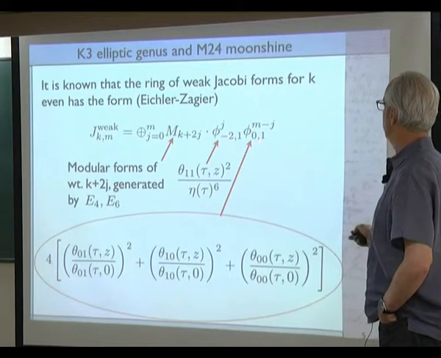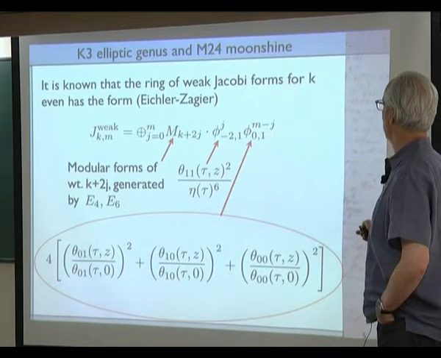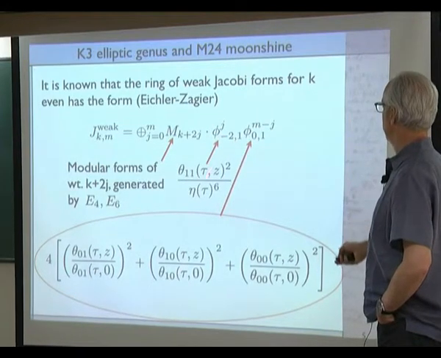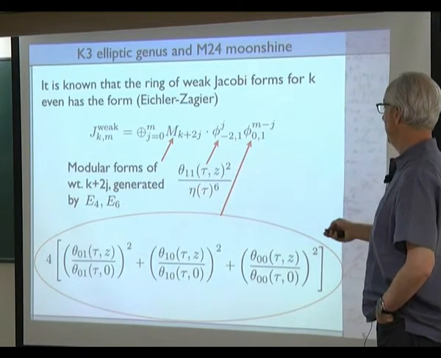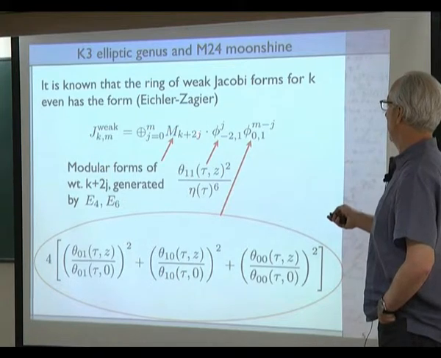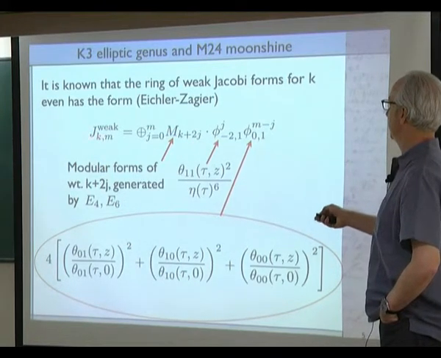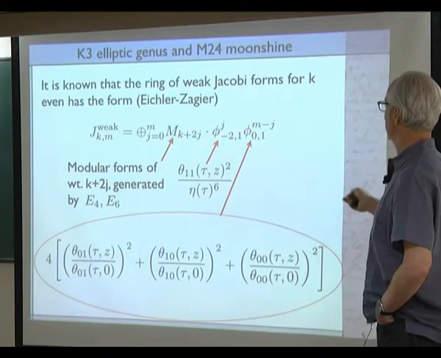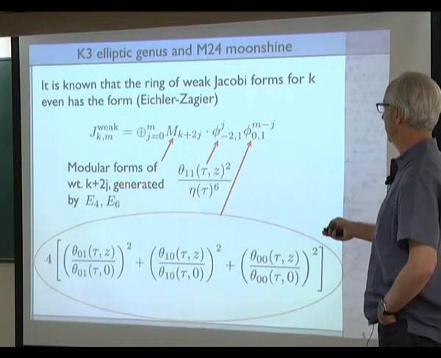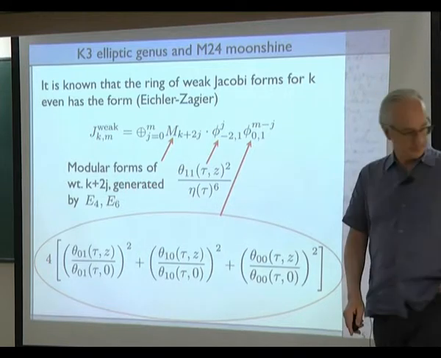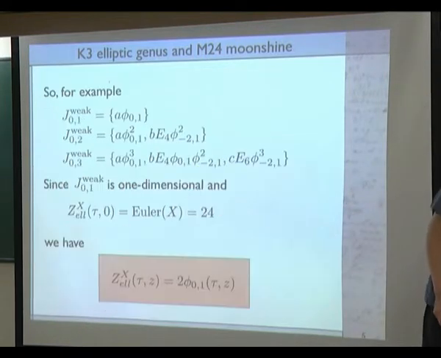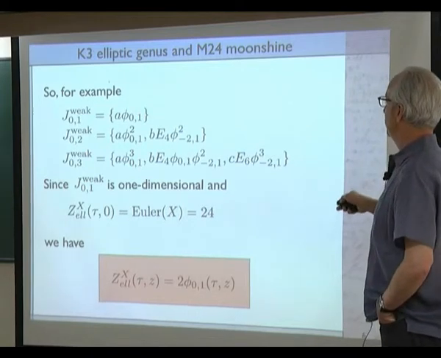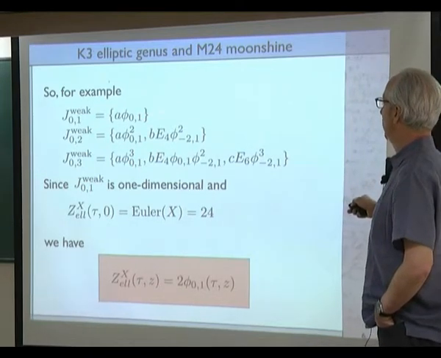So there are 2 generators, this phi 0,1 of weight 0 and index 1, and phi minus 2,1. And here are the expressions, which I hope agree with Samir. And then you can multiply by arbitrary modular forms. And if you want to get something that has weight k and index m, then you have to combine the weights and the indices so that everything adds up correctly. Just a few examples, which will play a role later on.